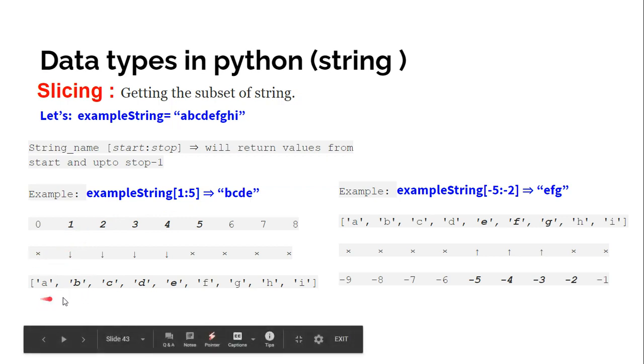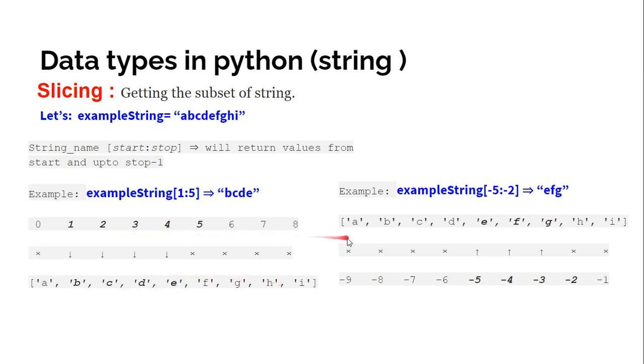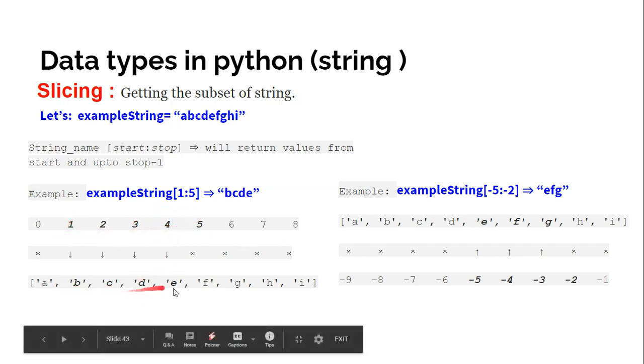If you have this string like a b c d e f g h i, and this is 0 index, 1 2 3 4 5, like this we have up to 8 index. So now from 1 to 4 the value will be b c d e. That's why we are getting b c d e.